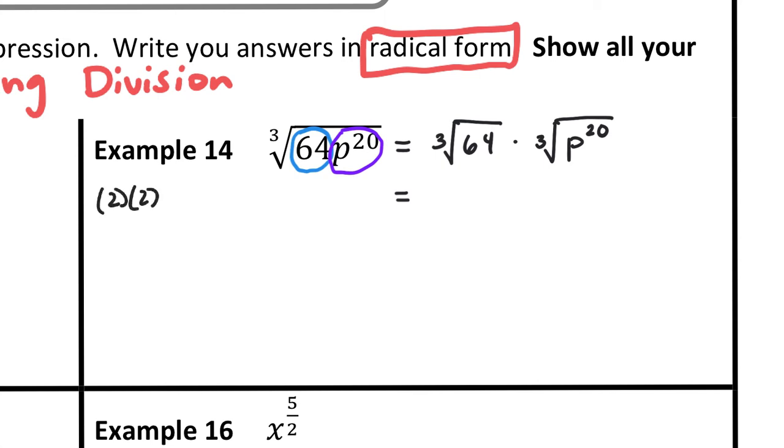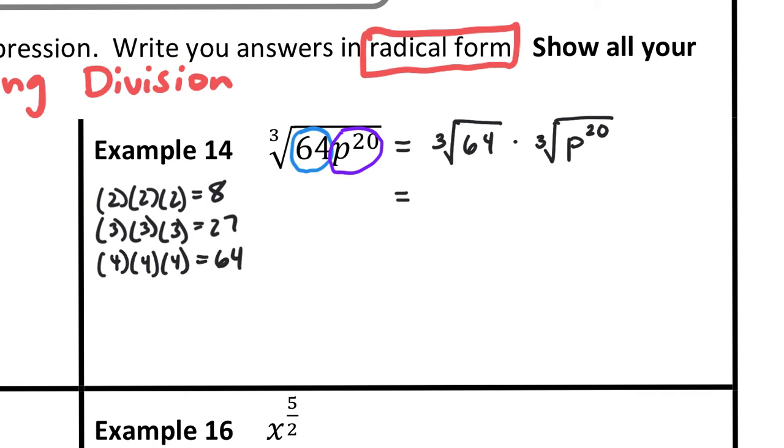So 2 times 2 times 2 is 8. 3 times 3 times 3 is 27. But to get 64, it's actually 4 times 4 times 4. So 4 times 4 times 4 is 64. Okay, so I can rewrite this and say 4 to the power of 3 is 64, right?